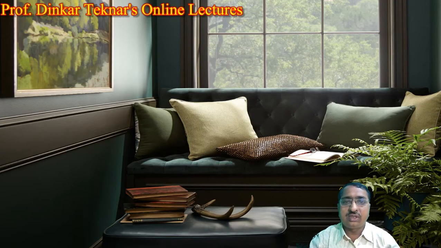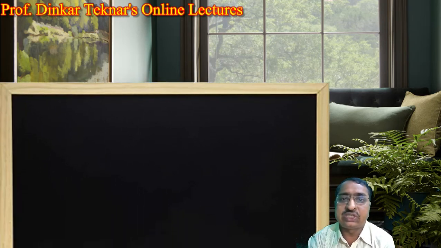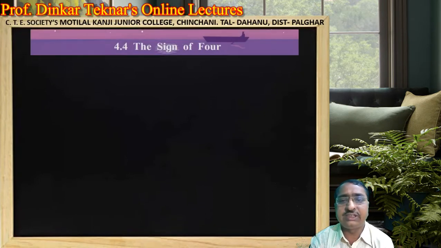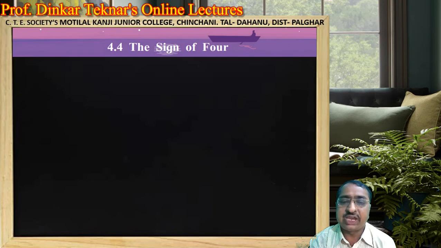Hello students, today we are going to learn the last story from section 4, and the story is 4.4, The Sign of 4. Look at the title of the novel, The Sign of 4. Though this is a novel, we are going to study some extracts from the novel: central idea, theme, plot, that is the story of the novel.